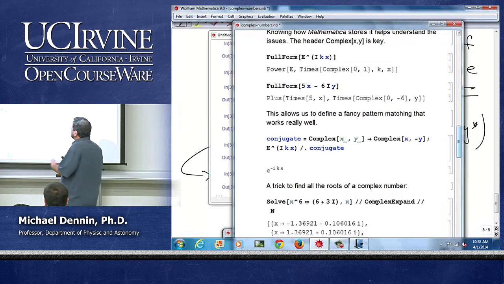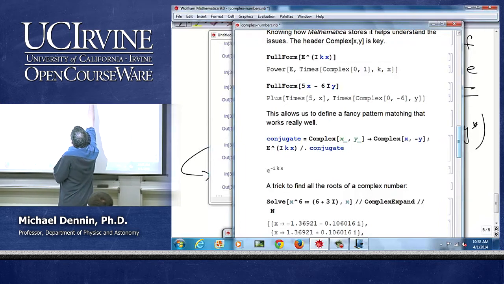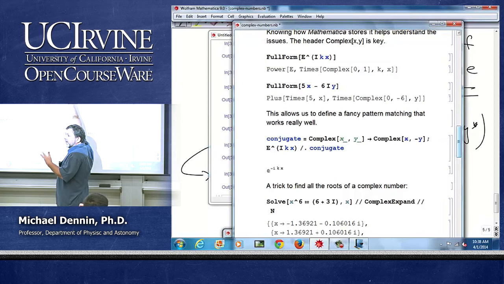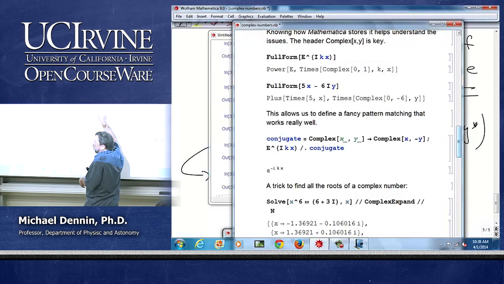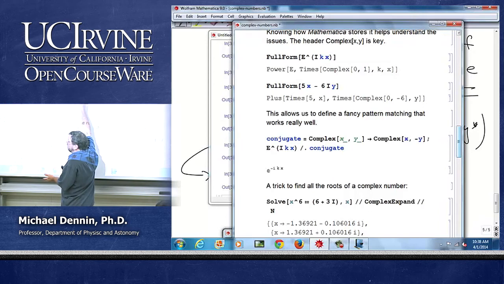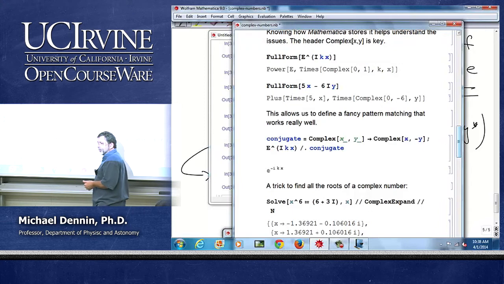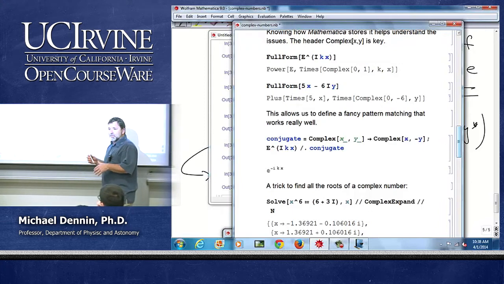So I can trick Mathematica, right? Mathematica thinks those y's and x's are complex, but it knows where all the i's are because it always has that form, Complex, 0, and then some number. So I can make a rule that does the complex conjugate for me. So now, instead of using the Mathematica command, having to find this rule, I can make my life easier. If I do e to the ikx slash dot conjugate, I just get out e to the minus ikx in one step, because I've gone deeper into the Mathematica.